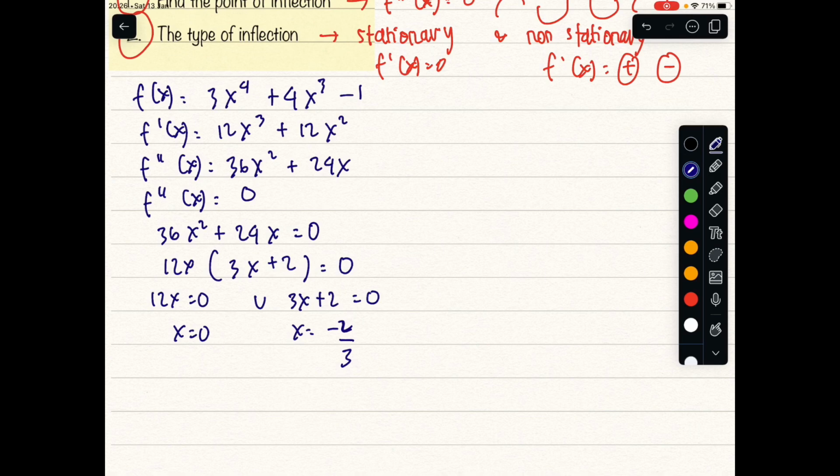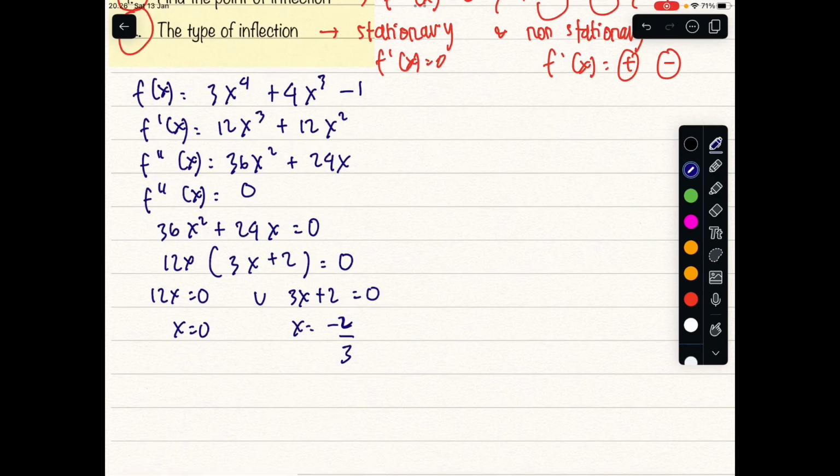Because it's points, so we need to find the y. We have two x's: x equals 0, and the other one is negative 2 over 3. Because it's points, so we need to find the y, yeah? So it's a coordinate, yeah? So how do we find the y?